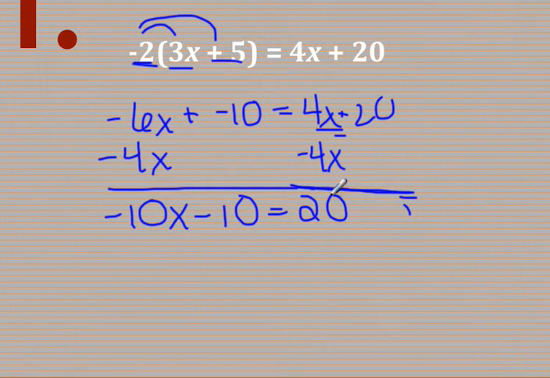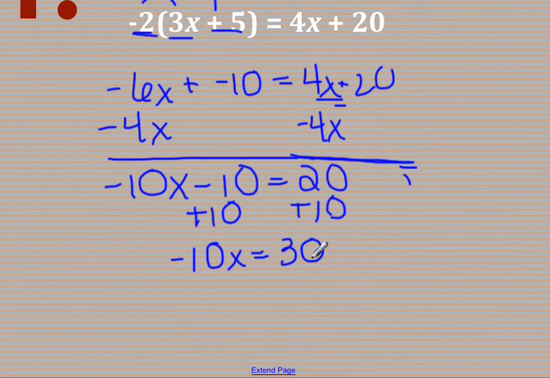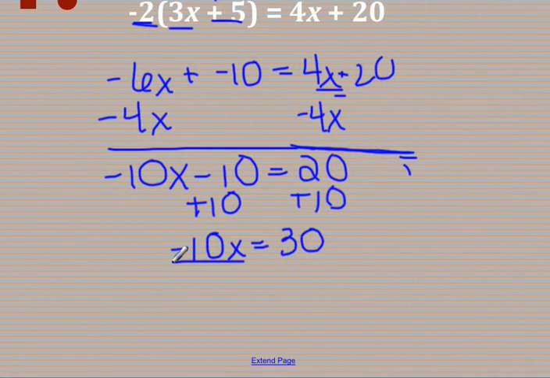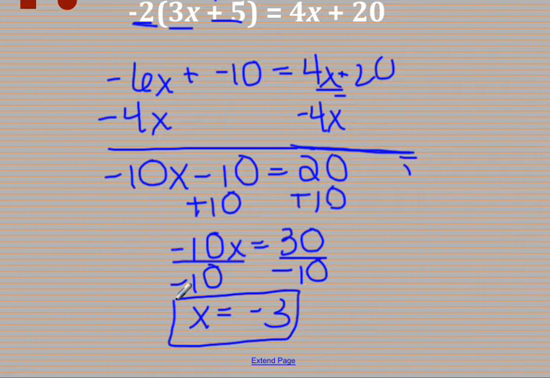Then I need to get that -10 over to the other side. So I'm going to go ahead and add 10 to both sides. Then I get -10x is equal to 20 plus 10, which is 30. Since that -10 is being multiplied by the x, I'm going to divide both sides by -10. 30 divided by -10 is -3. So that's your final answer.